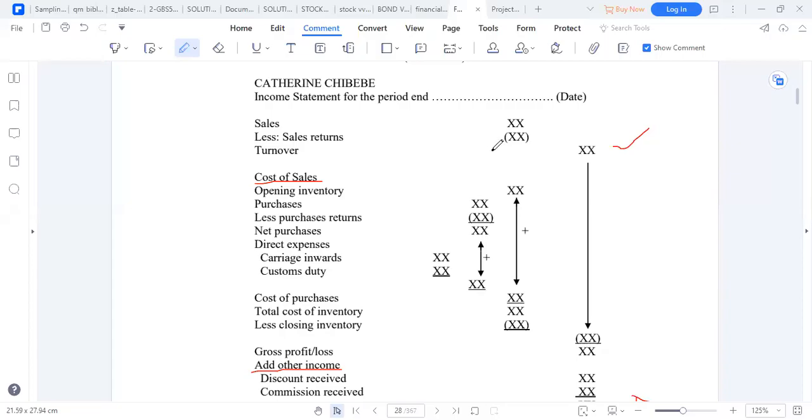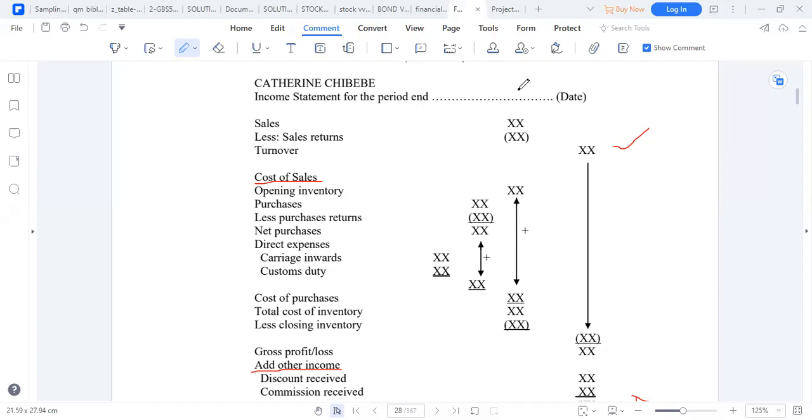All right, so we're going to look at adjustments, but we need to understand the format of the income statement and the balance sheet. Just a recap from the previous classes we have. To start with, if we are setting up an income statement, the income statement for the period ending, you put the date there. That's how we write the title.